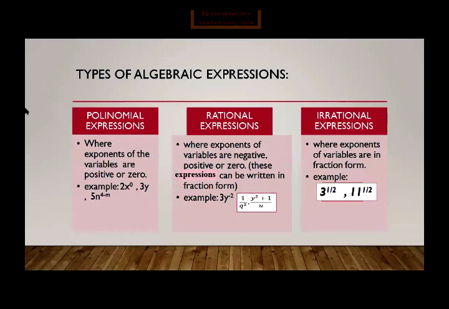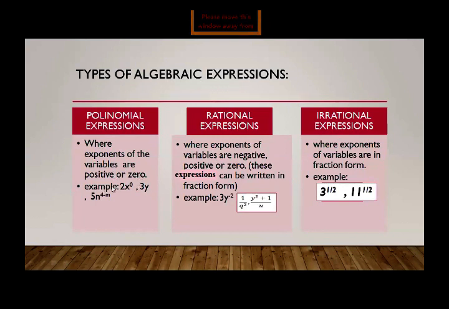Now we see what are the types of algebraic expression. We will see all types in detail. So there are three main types of algebraic expression: polynomial expression, rational expression, irrational expression. According to the definition, a polynomial expression is one where exponents of the variables are positive or zero. So for a polynomial, we should know their exponents are positive or zero.